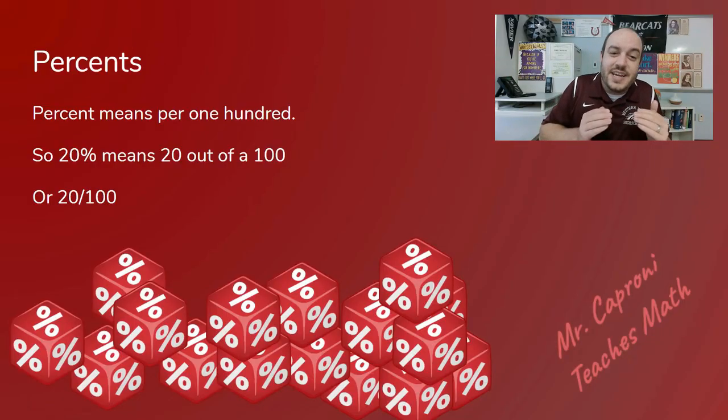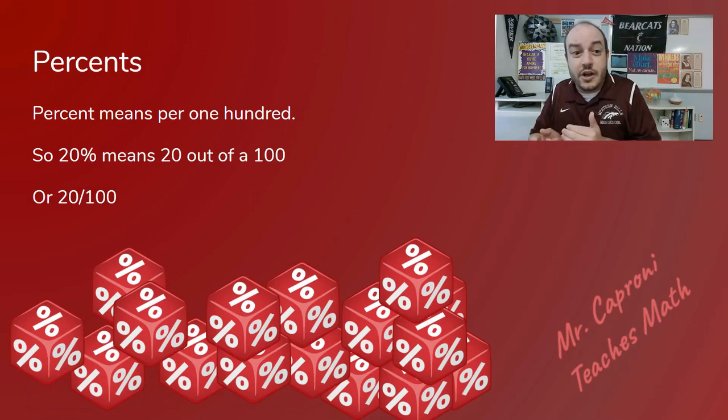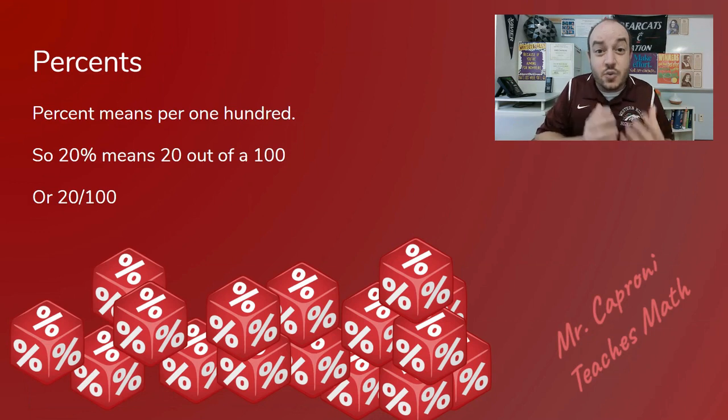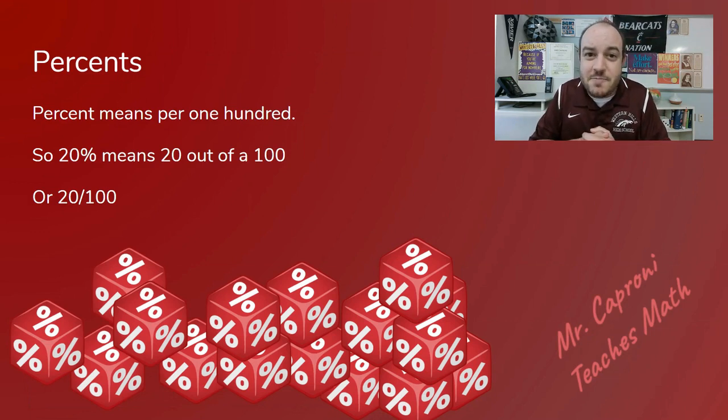Well, percent just means parts per 100. So if I said I had 20%, that just means I have 20 out of the full 100. When you break it down by definition, it makes it very easy to understand how we're going to switch back and forth between decimals and fractions.